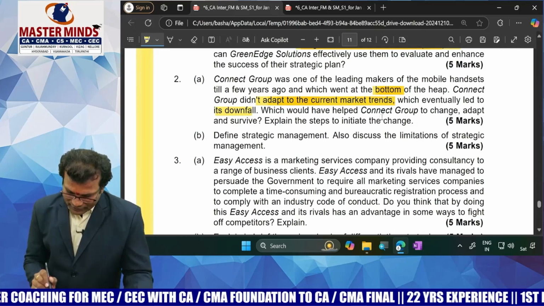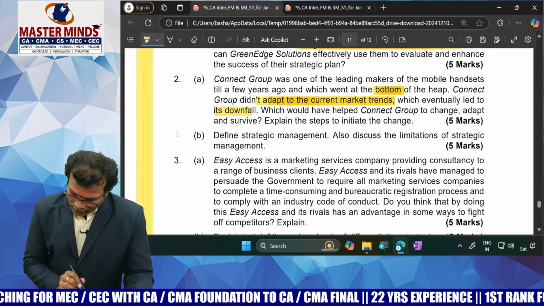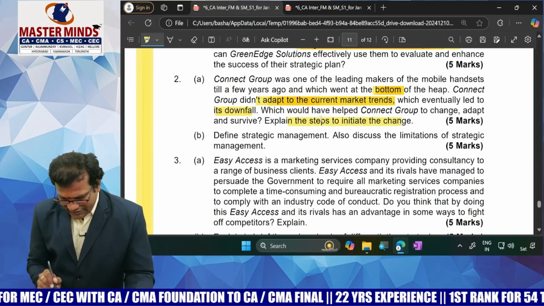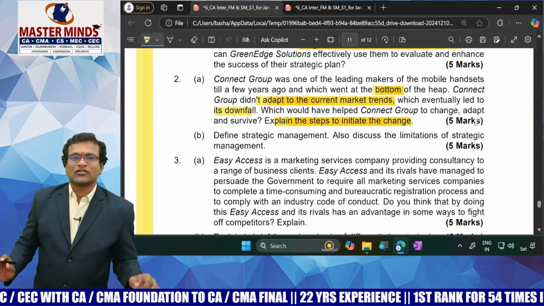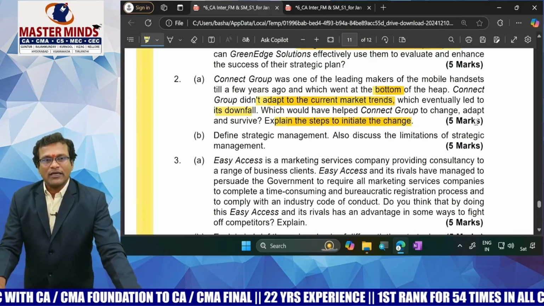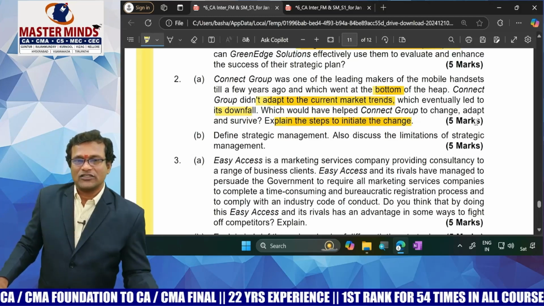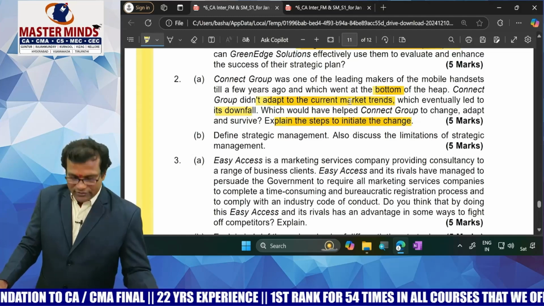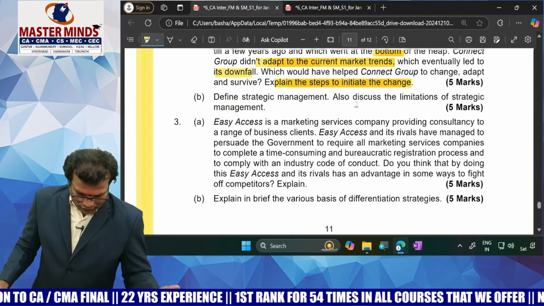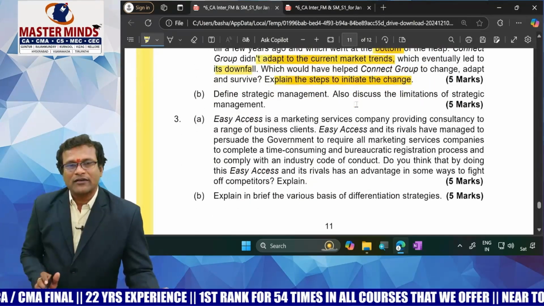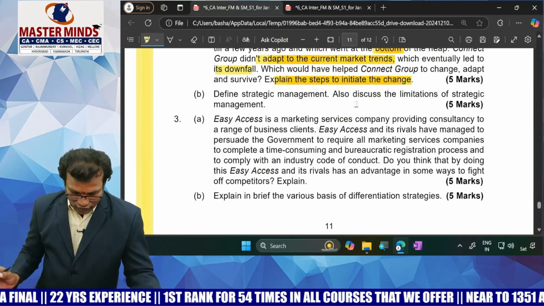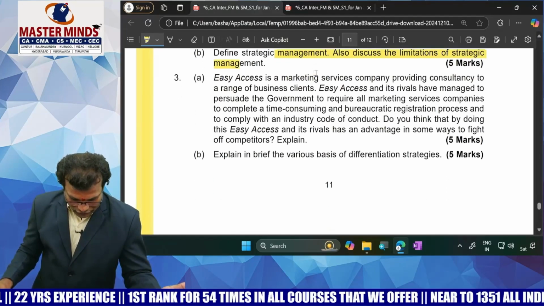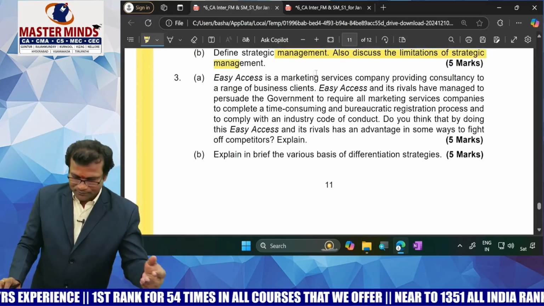Which would have helped Connect Group to change, adapt and survive? It's a straight question. Explain the steps to initiate the strategic change. It's not RCB, it's called RCI. Recognize the need for change, create a shared vision, thereafter institutionalize the change. Right. Question number 2B, no need to explain. Define SM, discuss the 4 limitations of SM. Straightforward theory question.